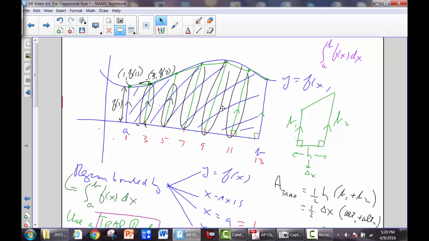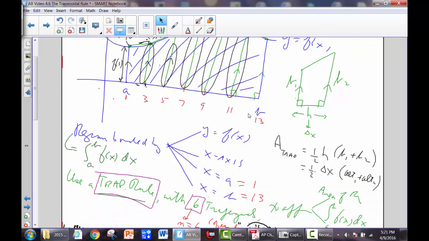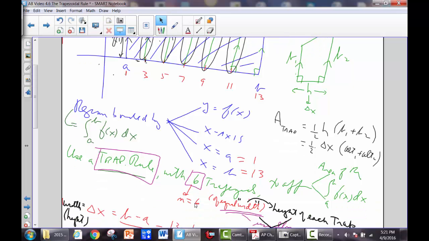Okay, so here's what happens. Let's say we have this blue shaded area bounded by the curve y equals f of x, the x-axis, x equals a and x equals b. What we're going to do is divide it into 1, 2, 3, 4, 5, 6 trapezoids of equal width. You'll be told what the function is and what the borders are, and I'm going to pretend this time it's x equals 1 to x equals 13. You'll be told to use the trapezoidal rule. You'll be told how many trapezoids, and if they don't state it, it means they're of equal width.